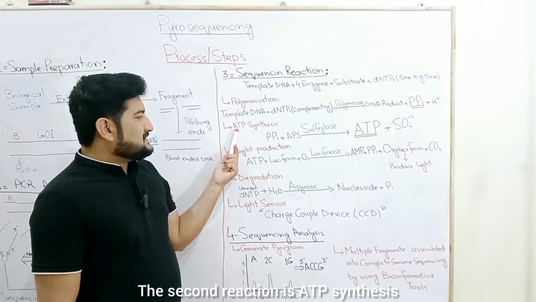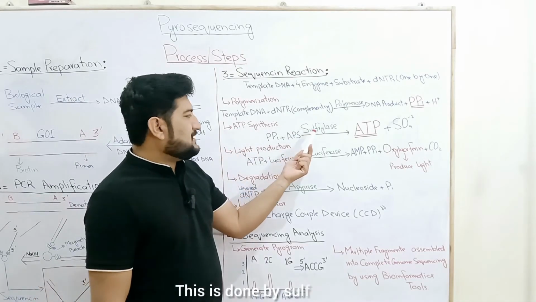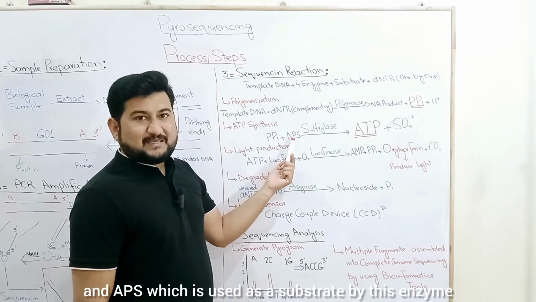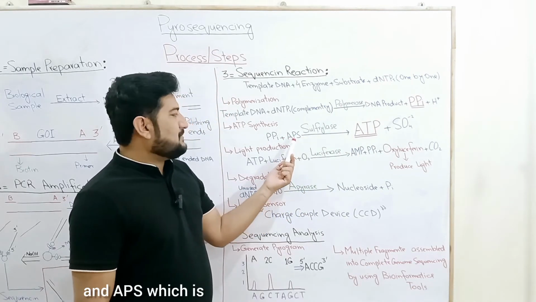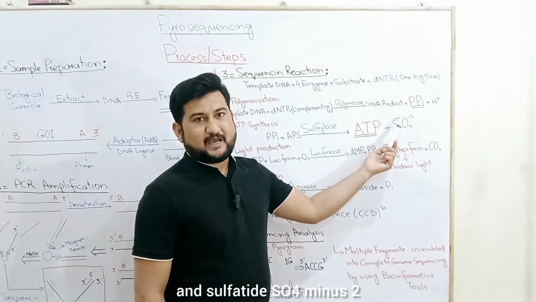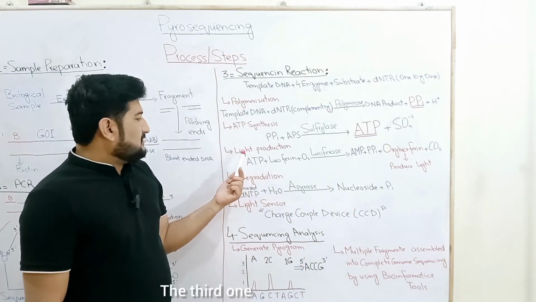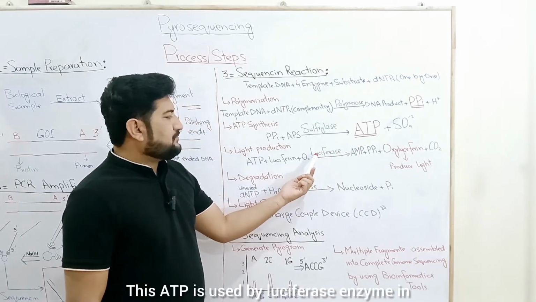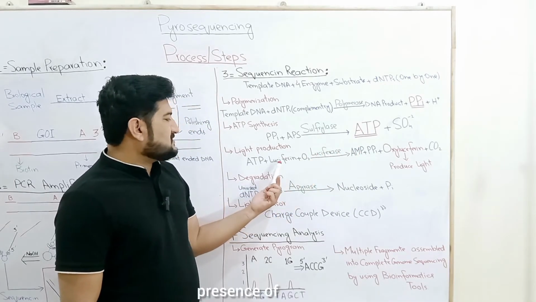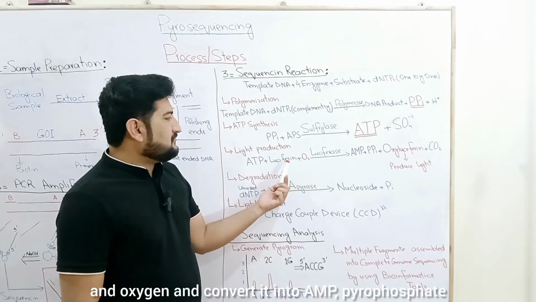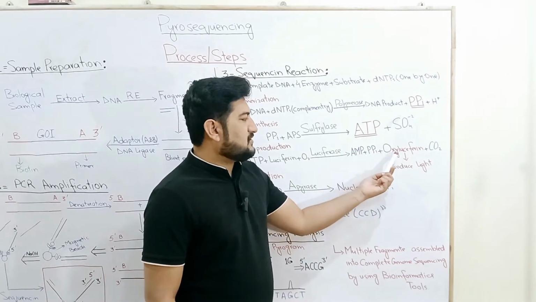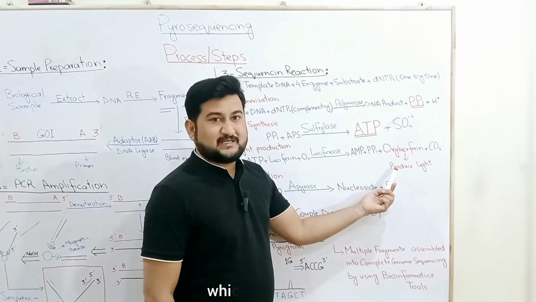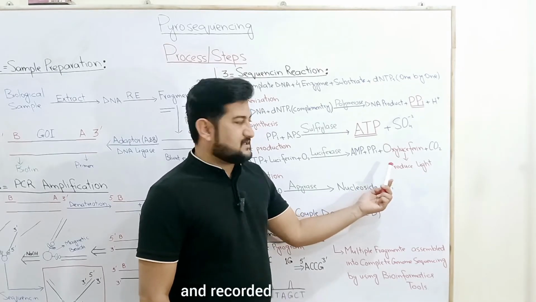The second reaction is ATP synthesis. This is done by sulfurylase. Sulfurylase enzyme uses pyrophosphate and APS, which is used as a substrate by this enzyme, and converts it into ATP and sulfate, SO4 2-. The third one is light production. This ATP is used by luciferase enzyme in the presence of luciferin and oxygen and converts it into AMP, pyrophosphate, oxyluciferin and carbon dioxide. This oxyluciferin produces light which is detected and recorded by a sensor.